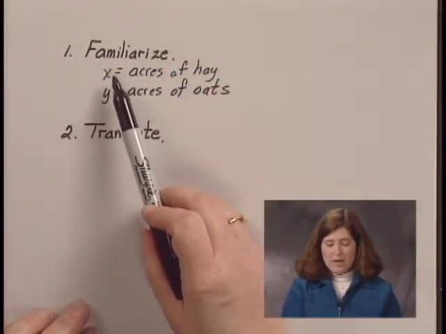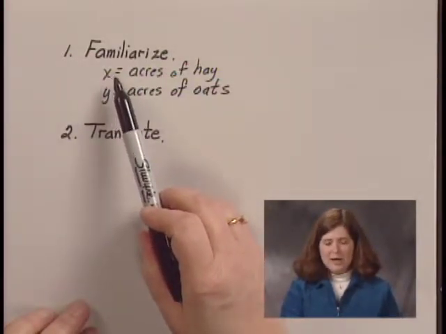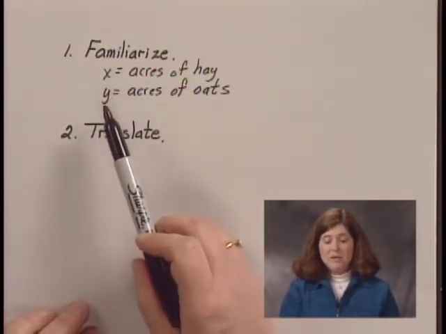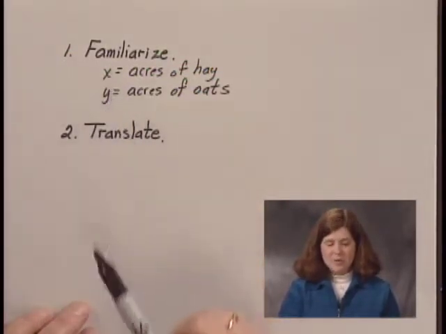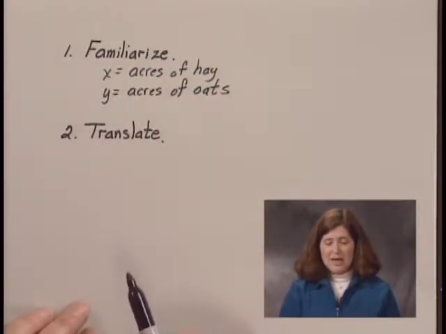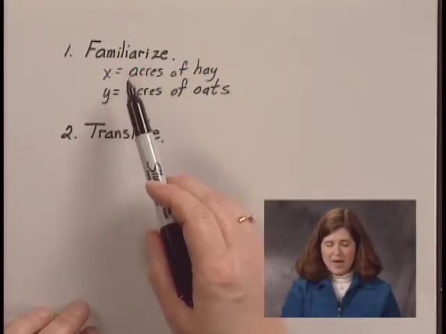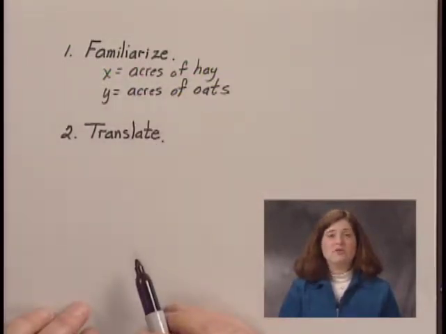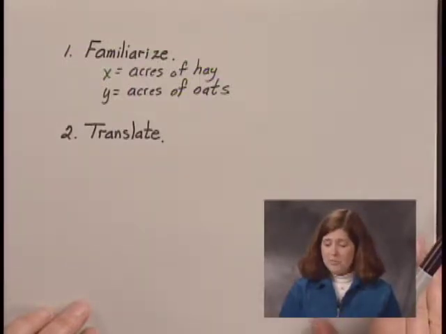Even on a test when you are short on time, this is a very important step to write in, because later on you will need to remember what x stood for and what y stands for, and you may forget which one you let be hay and which one you let be oats. Now that we have this information, we can translate what was stated in the problem.